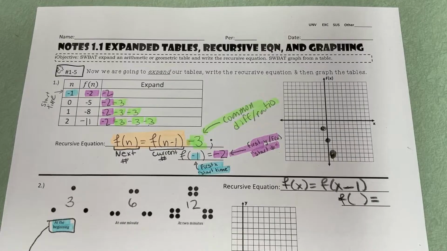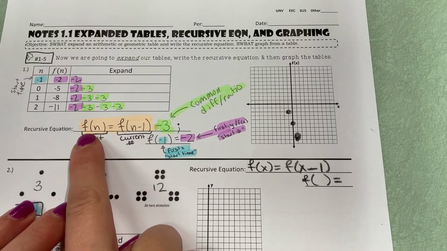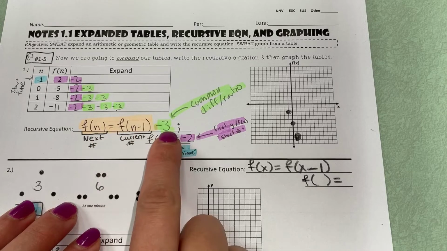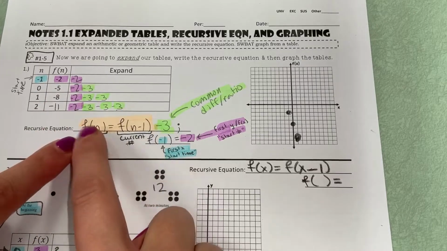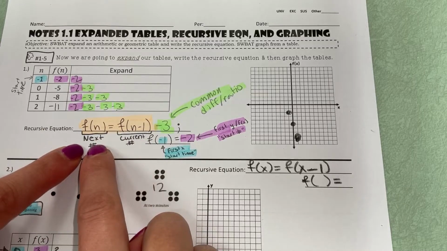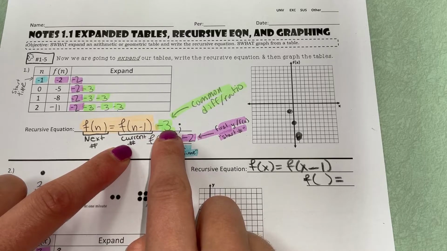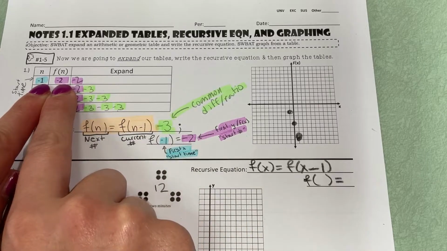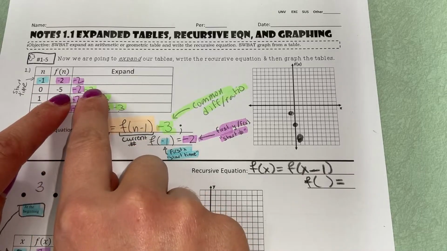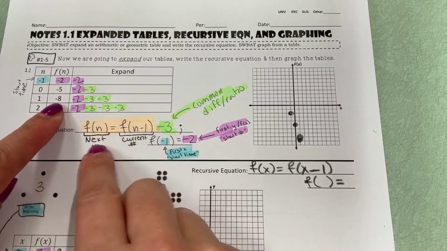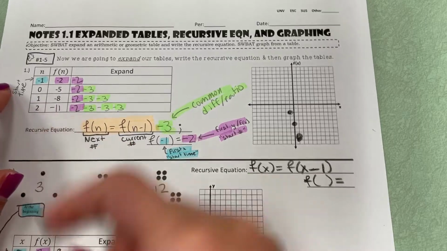So when we write a recursive equation, it always is going to have f of n equals f of n minus 1. This is just formatting. Then we write our common difference or our common ratio, which in this case we were subtracting 3. Now this f of n equals f of n minus 1 just means to find our next number, we use the current number we have and then use the common difference or common ratio. So we started with -2, that was our current number. To get to that next number, -5, we minused 3. To get to the next number, -8, we started with our current number, -5, minus 3, and that's how we got that -8, and so on and so forth.